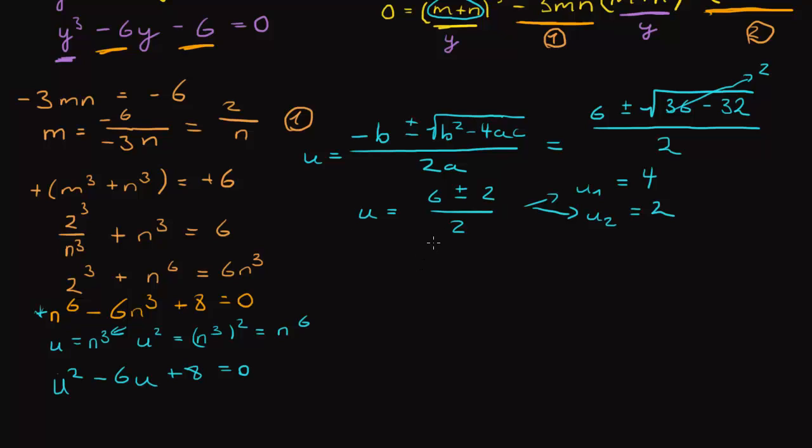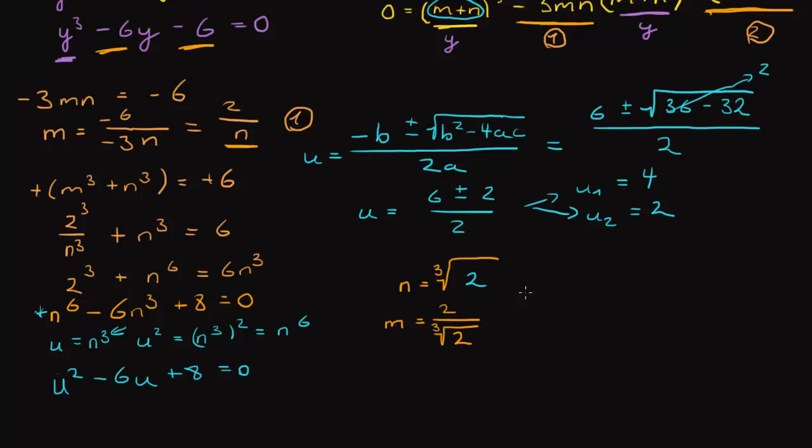N is equal to the third square root of u. Well, what is u? Well, we just said that u is equal to 2 or to 4, whatever you want to take. Let's take 2. So we have our n. So what is our m? Well, our m is equal to, what did we say? It's equal to 2 over n, right? Up here we said that. It's 2 over n, which is the third square root of 2 over 2.